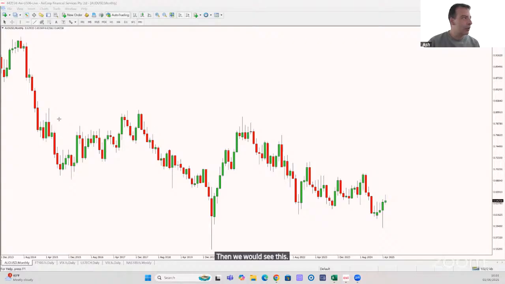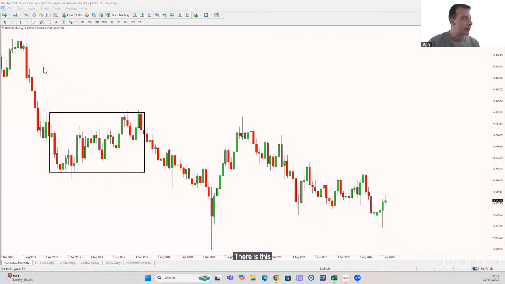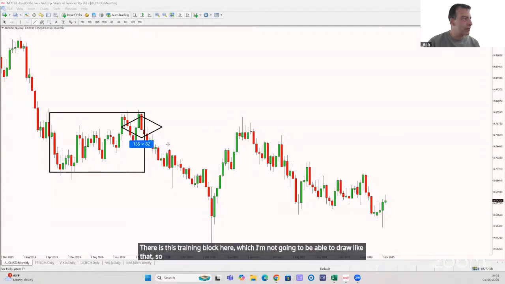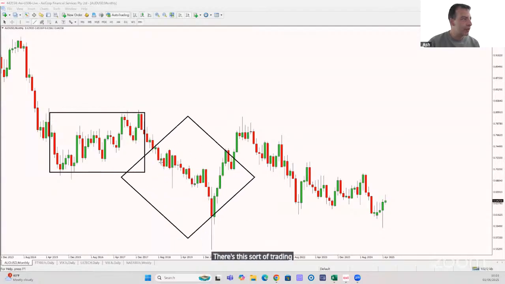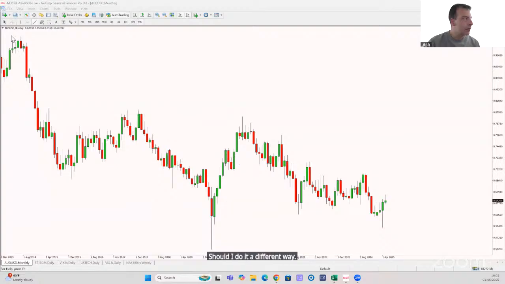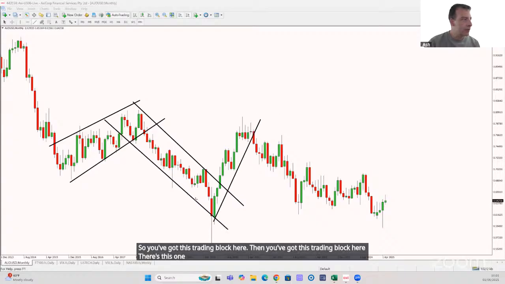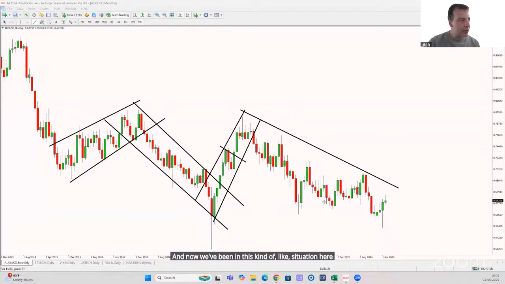We'd see a block here. This is a trading block here. There is this trading block here, which I'm not going to be able to draw like that. So we'll do it like this. There's this sort of trading block that comes down here. That's not particularly good. Actually, let me do it a different way. Let me do it with lines. So you got this trading block here. Then you got this trading block here. There's this one. And now we've been in this kind of situation here that's been going on.